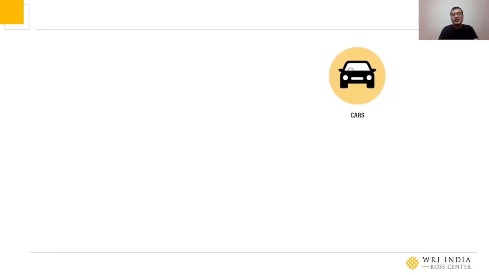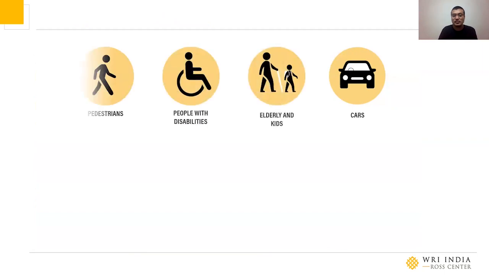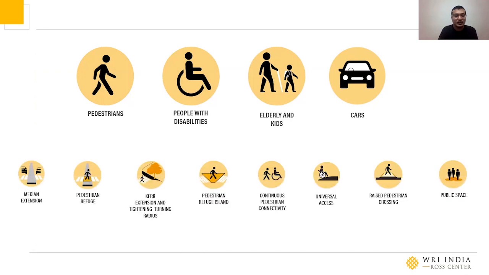So let's make sure that all the junctions in Mumbai are made safe for all the street users and not just cars. These junction elements like median extension, pedestrian refuge, curb extension, checking for continuous pedestrian connectivity, providing universal access, etc. These are small physical interventions at the junction, but they have extremely high impact in terms of safety. So as engineers and designers, let's make sure that we provide for these safety elements at every junction in Mumbai.